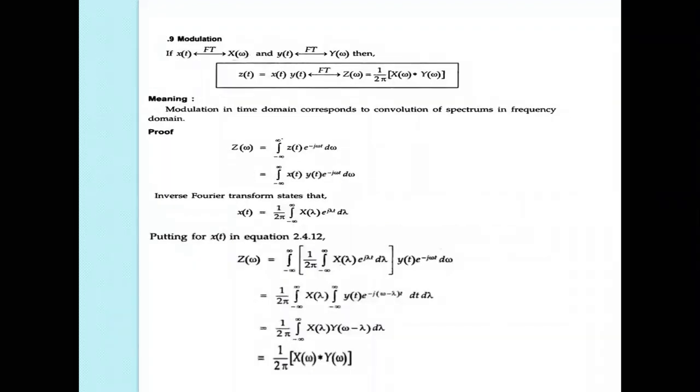The modulation property is there in the Fourier series. Modulation means multiplication in time, convolution in the frequency. Multiplication in time means the convolution in the frequency. Got it?